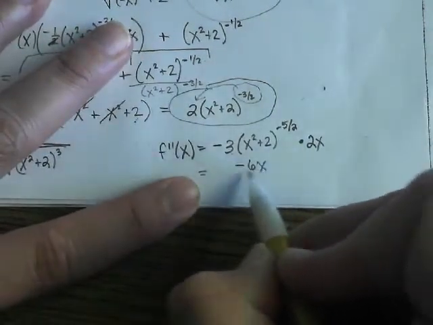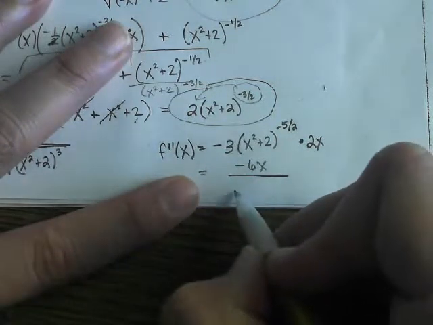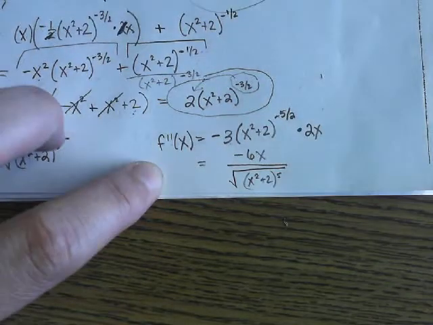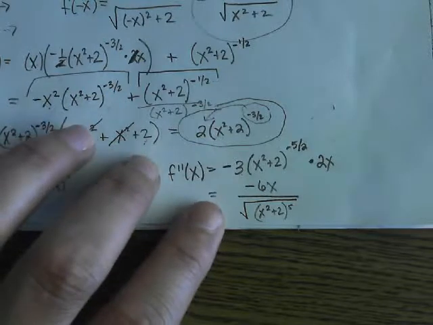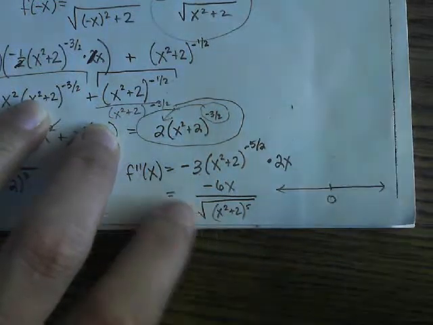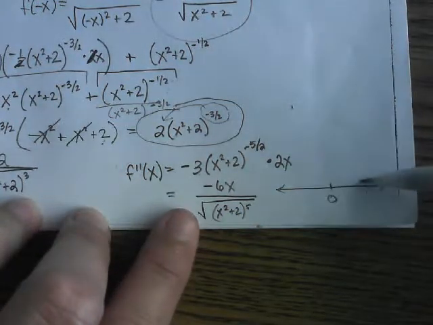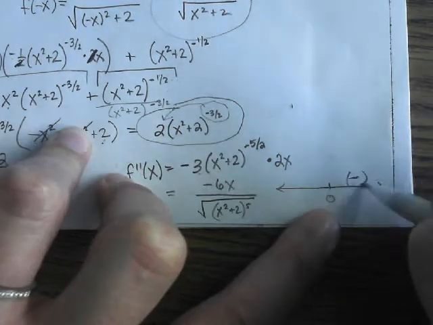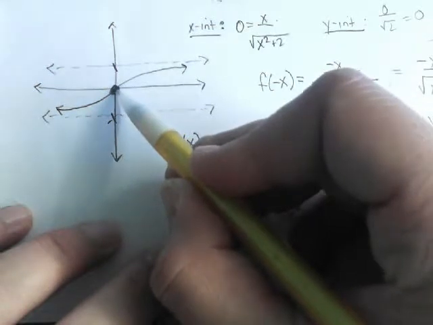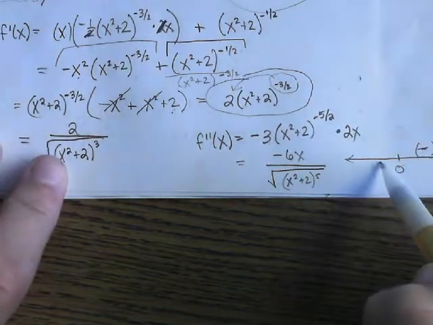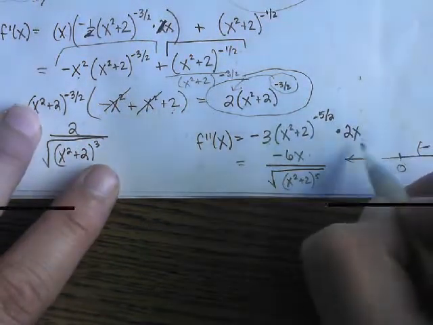When does that equal 0? At 0. When is it undefined? Never. So if you test a 1, you're going to get a negative over a positive, which is a negative, which means it should be concave down. And sure enough, if you look at your graph, from 0 and beyond, it's concave down. And then if you plug in a negative 1, you're going to get a positive over a positive, and that's concave up. And if you look at your graph, it is concave up. Again, you didn't need to do that second derivative thing. We kind of had it prior to that.